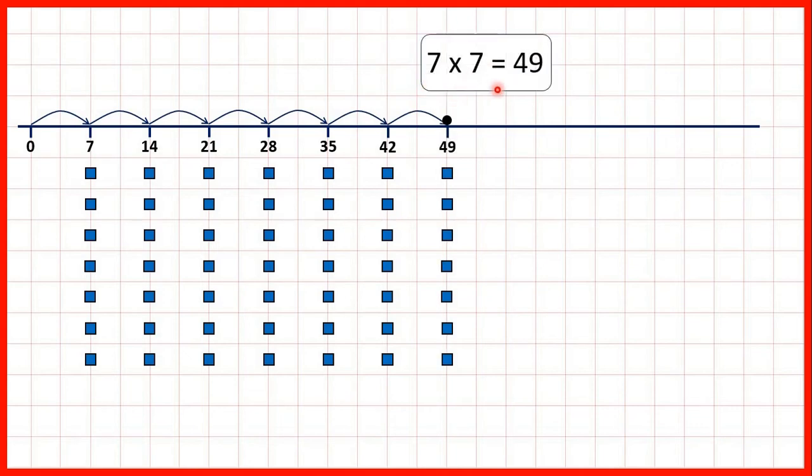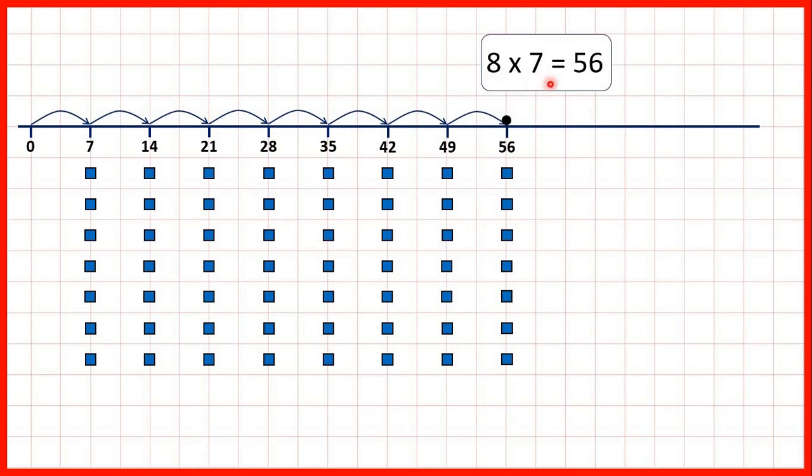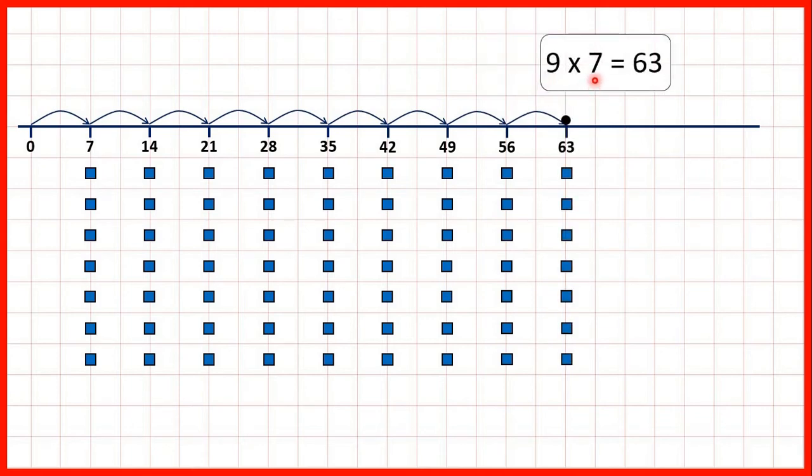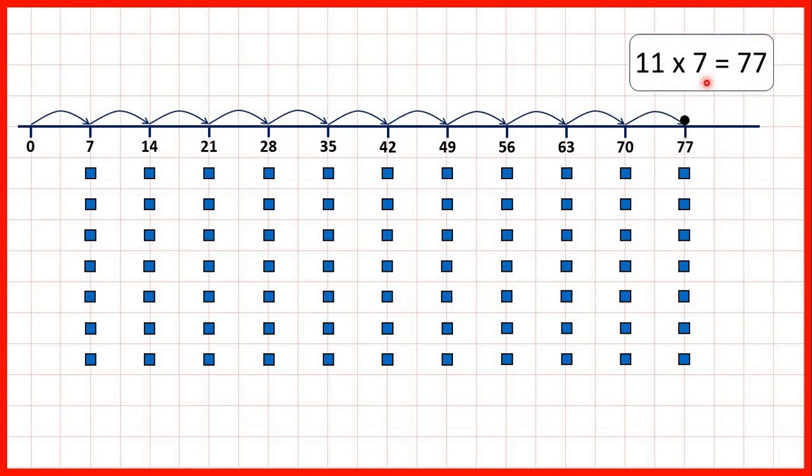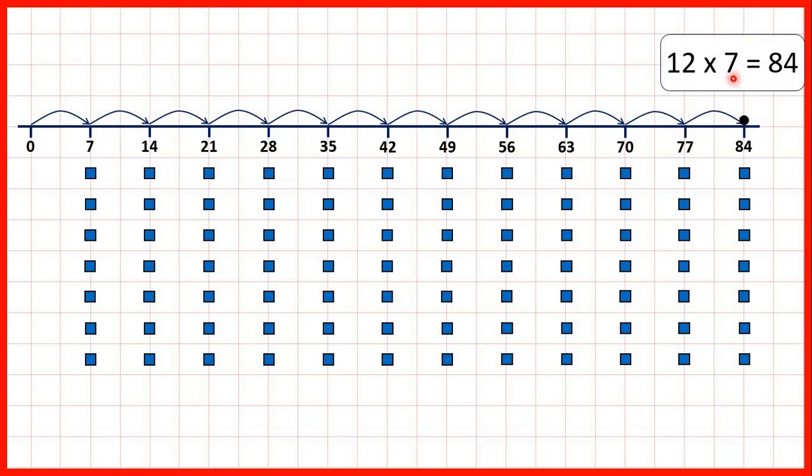7 times 7 is 49. 8 times 7 is 56. 9 times 7 is 63. 10 times 7 is 70. 11 times 7 is 77. And 12 times 7 is 84.